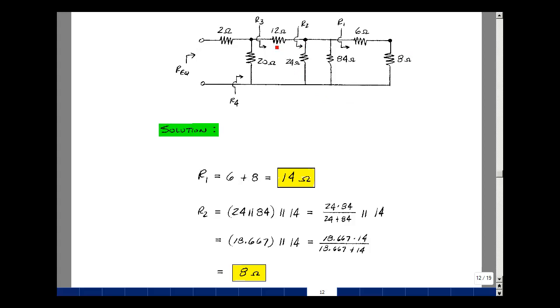Now that's in series with 12, so that makes 20. And then 20 is in parallel with 20. Because again, all this back here, just draw it like this, is in parallel with 20.